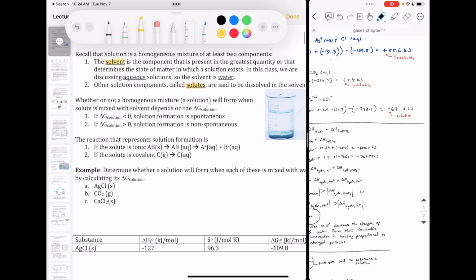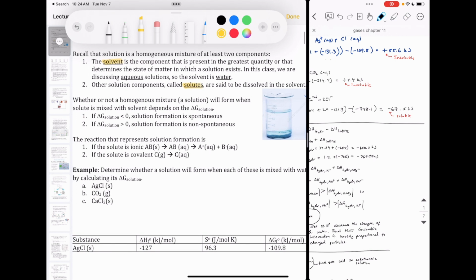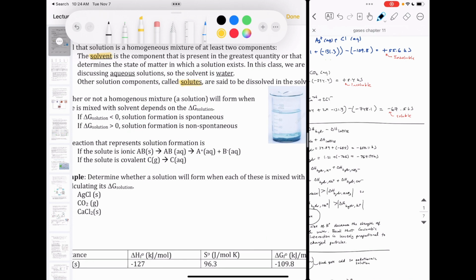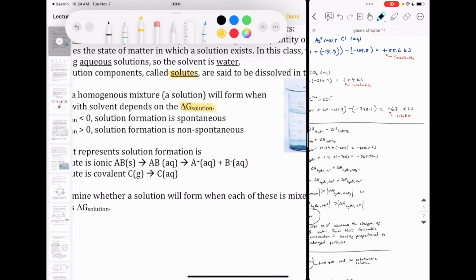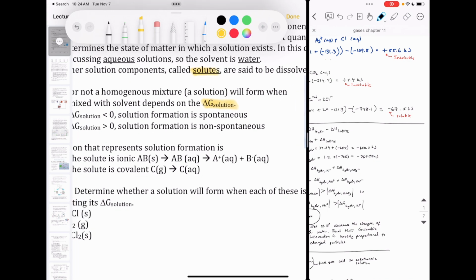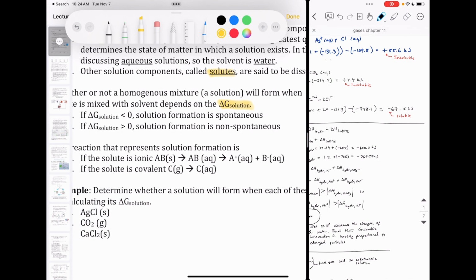Now, whether or not you will get a solution to form really depends on the free energy of the solution, or what we call delta G of the solution. If we can calculate that number, and we can, we'll do that in a sec, and find the value of the delta G of solution, we can then interpret whether a solution will form or not. And simply the way we do that is just by looking at the value of the delta G of solution. If the delta G of solution is negative, then the solution should form spontaneously, just as we predict for any process that has a negative delta G.